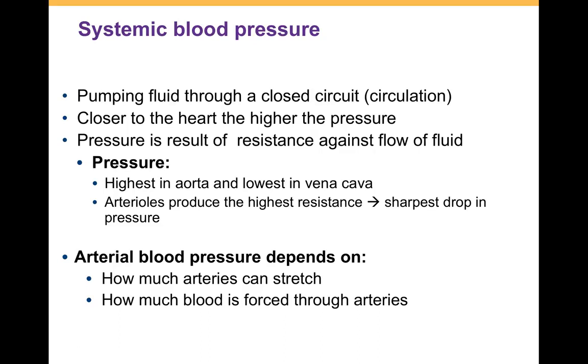So arterial blood pressure depends on two facts, going back to what we were discussing earlier. Arterial blood pressure depends on how much the arteries can stretch, so basically how much elastic fibers you have, and how much blood is being forced through that artery.